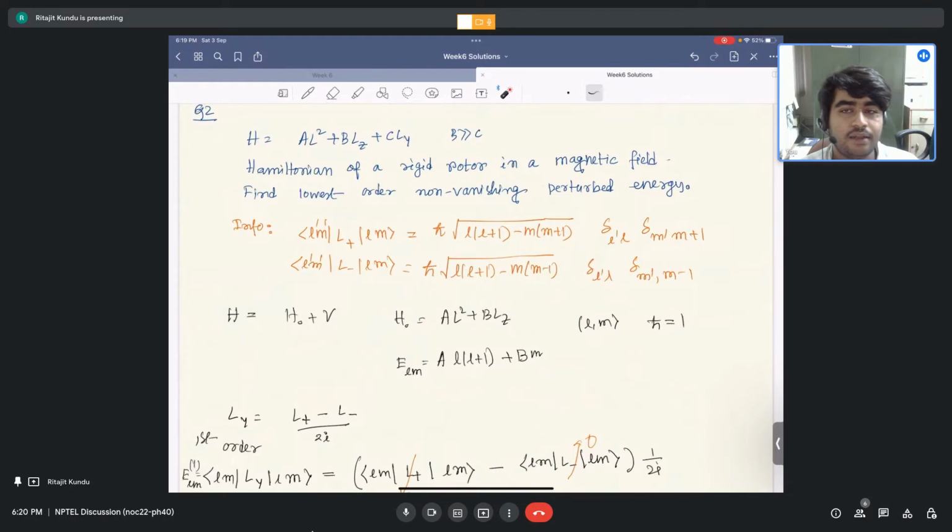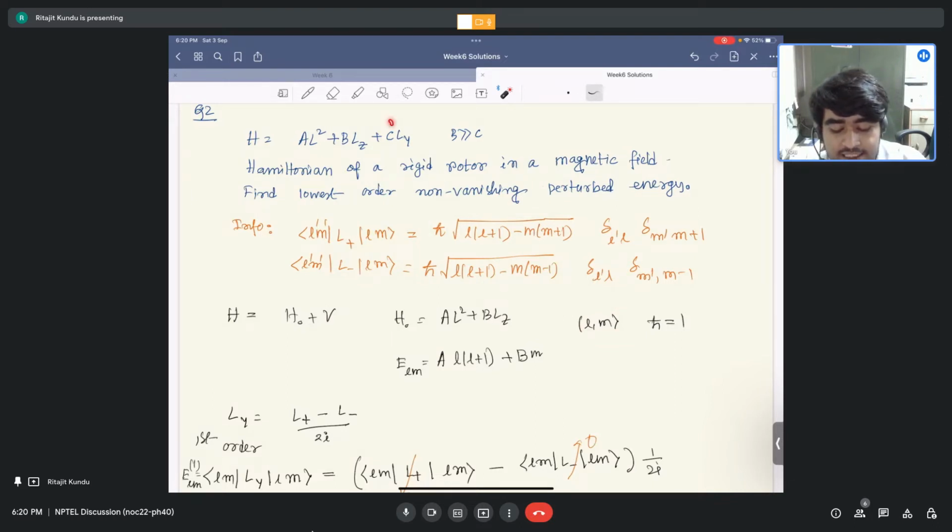So if not, then let us move on to the next question, question 2. Now we are given a Hamiltonian like this. The first two parts we know, right? The solutions for the first two parts are just the spherical harmonics, your LM kets.